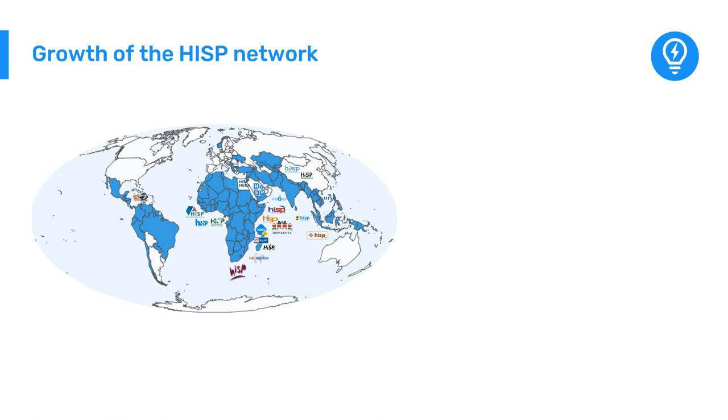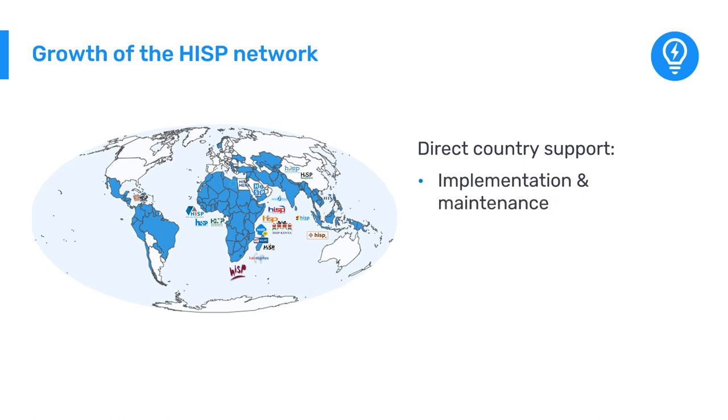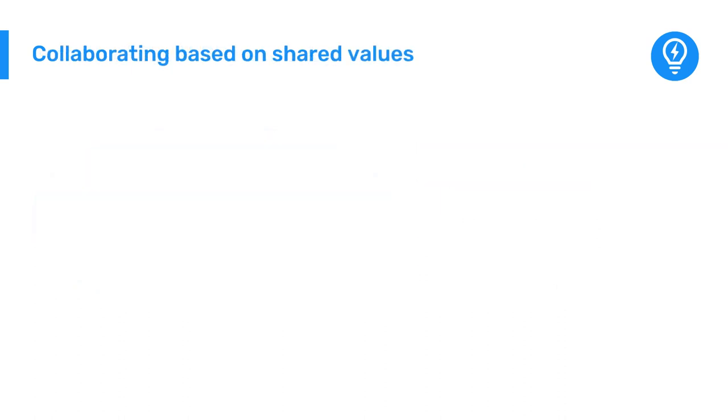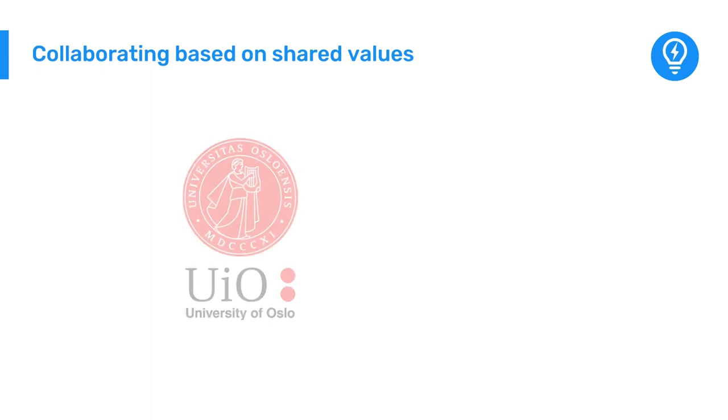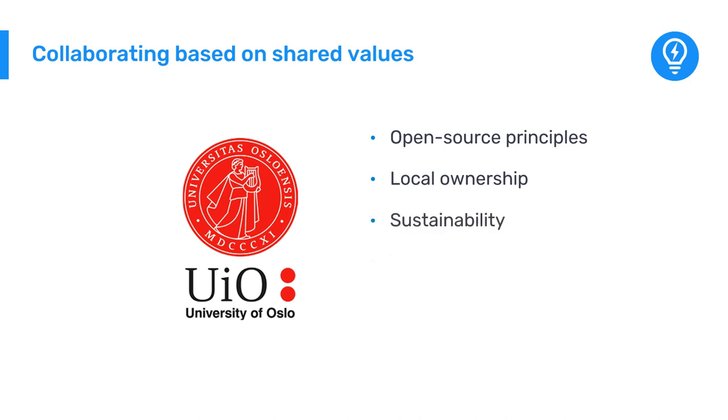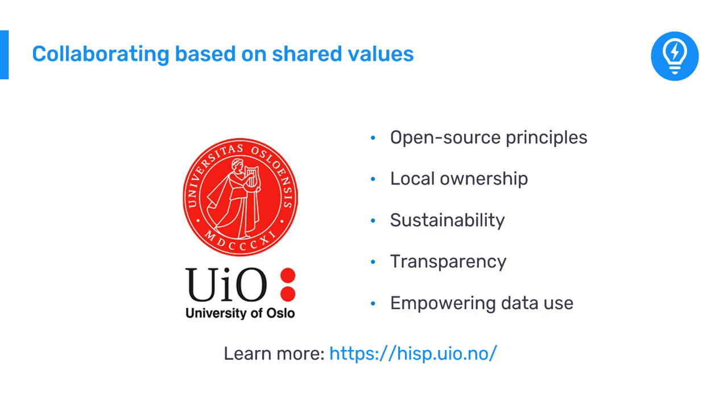These HISP groups offer long-term support to country governments on DHIS2 implementation and maintenance, provide capacity building through the DHIS2 Academy program, and work with countries and organizations to adapt DHIS2 systems and create innovative solutions to meet local needs. HISP groups, together with HISP UIO, form a global network of partners that share common values, including open source principles, local ownership, sustainability, transparency, and empowering data use.